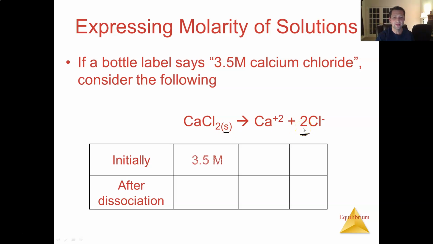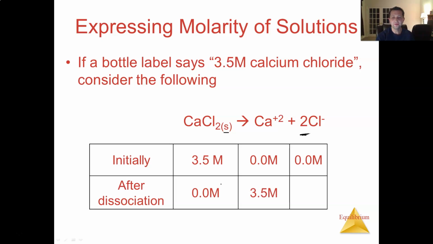So initially, what do we have? Initially, we have 3.5 molar calcium chloride. This is before anything dissolves. So we have 0 and 0 for our initial conditions. Since the calcium chloride is going to dissolve fully, okay, it's very soluble, after dissociation, we're going to assume we're not at a saturated point here where we have some solid left over. After dissociation, we're not going to have any solid calcium chloride left. It's all in the ion form.